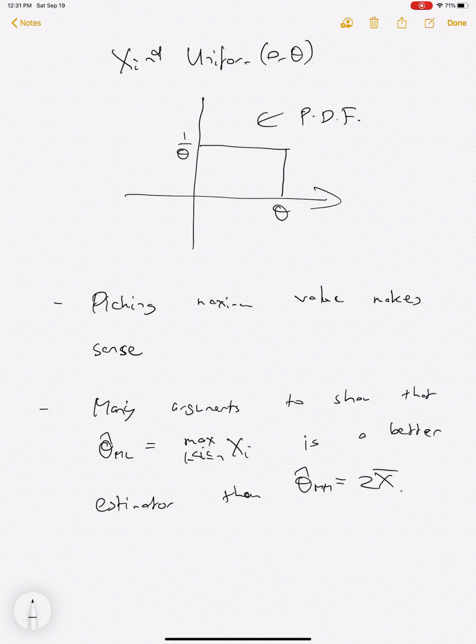On the other hand, the maximum likelihood estimate takes the whole distribution into account. We're exploiting the fact that theta is the endpoint of the distribution to get a better estimate, which we didn't do for the method of moments, because that only captured the fact that the mean was theta over 2. It didn't tell us anything about the endpoints, whereas for a uniform 0 theta, we know the endpoint is theta. If we exploit that, we get a better estimate than the method of moments.